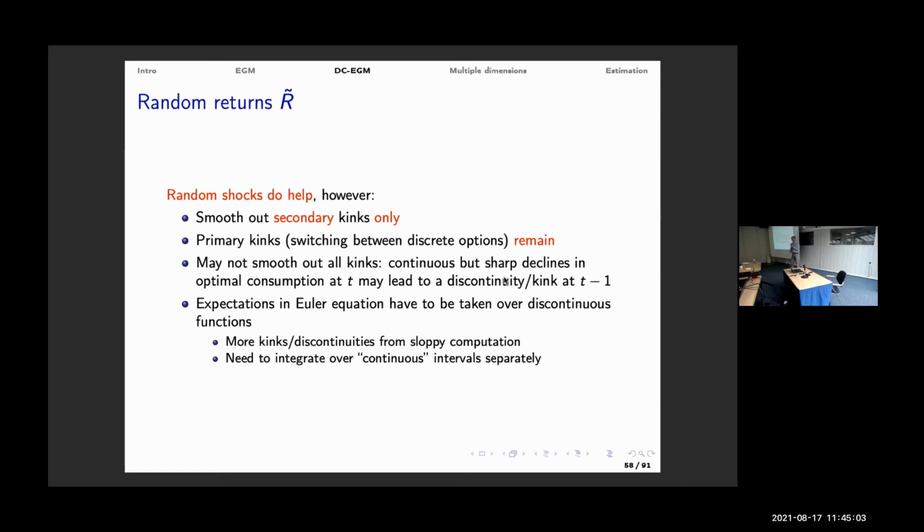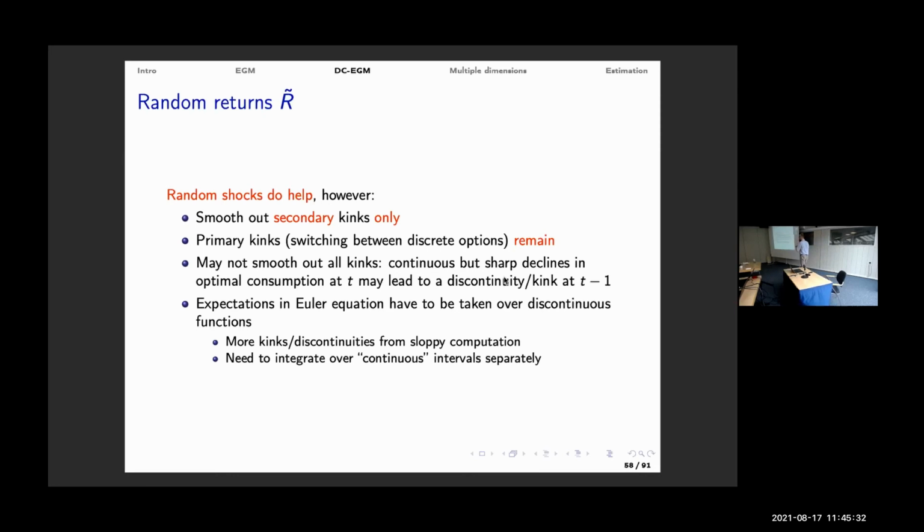So what happens when you have randomness in the model? Well, things become easier on one hand, because random shocks, random returns, they start smoothing out the secondary kink. What's the logic with that? Well, you don't know exactly when, in period T, you would be at the kink at period T+1. Right, so that's very logical. But the primary kinks, they remain. Because even if you have random returns, this comparing of the values does not go anywhere. So the additional random components of the model smooth out the secondary kinks, yet they cannot smooth the primary kink. And that actually brings additional problems.